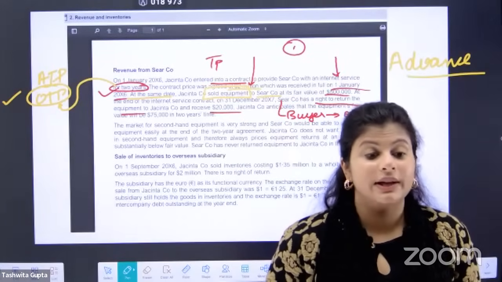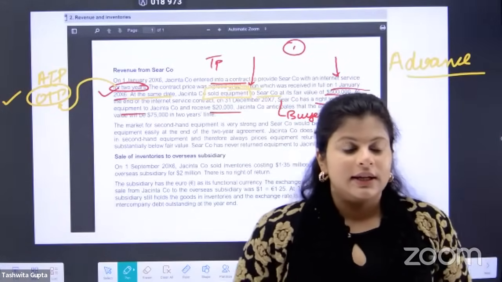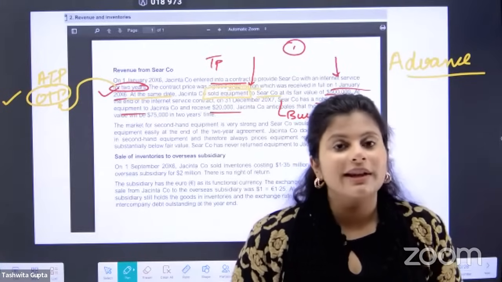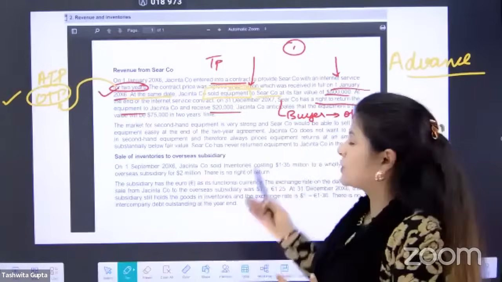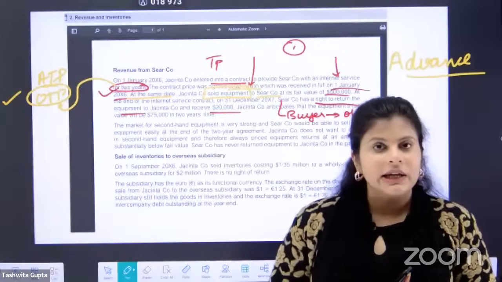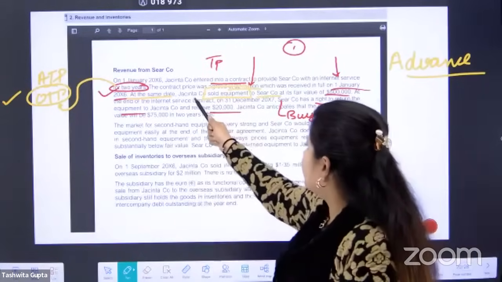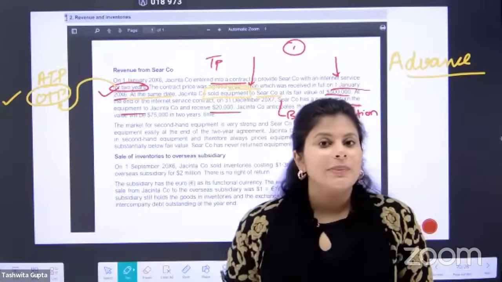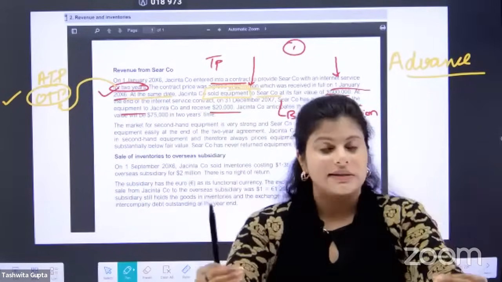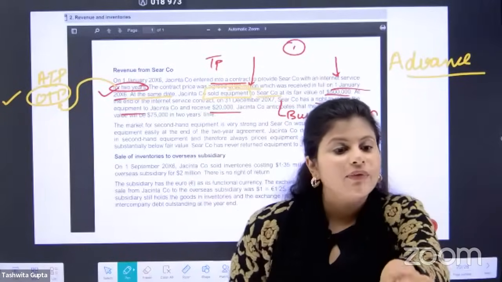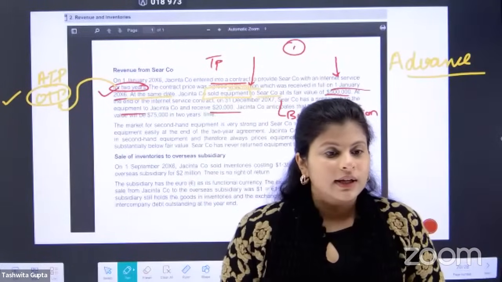Okay, one student says variable consideration. It's a sale and repurchase agreement. We might have to repurchase this from our customer. We have sold something to Seer company and this Seer company can put it back to us. They have an option to put it back in front of us. So we will have to repurchase it.